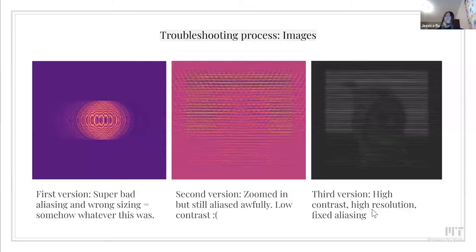So here's an example of our troubleshooting process. As I was saying before, the really weird circles were one of our first images that we generated. We did not know what was going on here, although it does look really cool, but it's definitely not the image we were looking for. Then we figured out it was aliasing, so we adjusted it and zoomed in on certain parts. And we got this, which is still really badly aliased, but we can see something there.